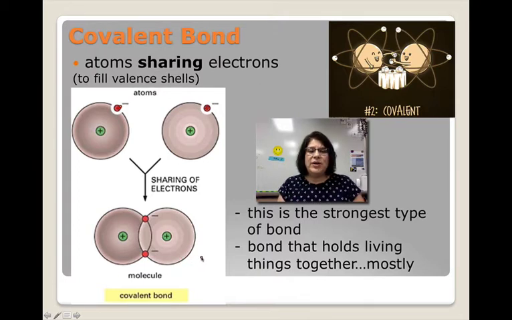Atoms don't always share nicely, just like anyone else in the world doesn't always share nicely. So depending on the strength of the electronegativity of these two atoms, one of them may pull more strongly on the electron, and that's going to lead to different types of covalent bonds.